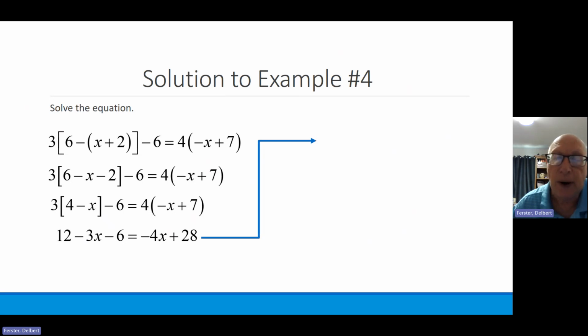Oh, that's a cool arrow. All right. Here's that negative 12 and 6 combo. That's how that 6 got there. Then the negative 3x. And on the right side, you got your results of negative 4x plus 28.